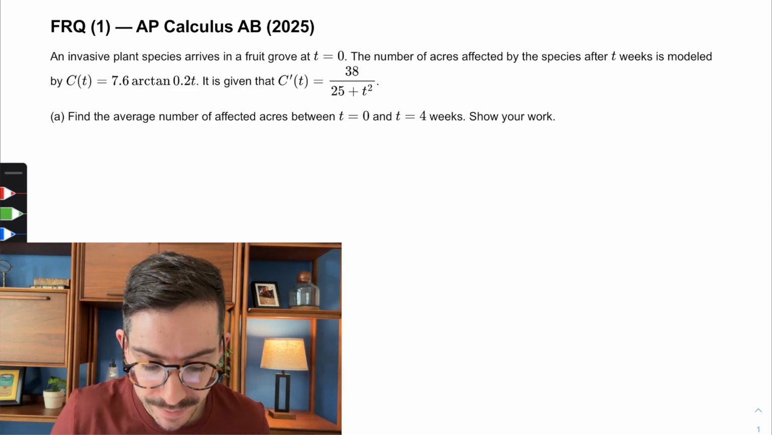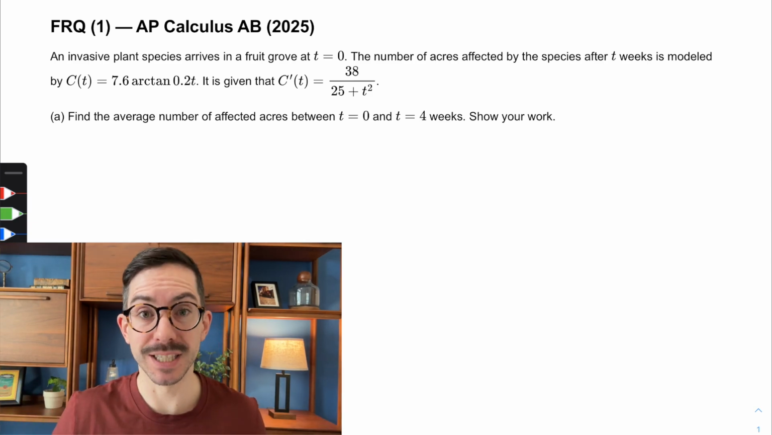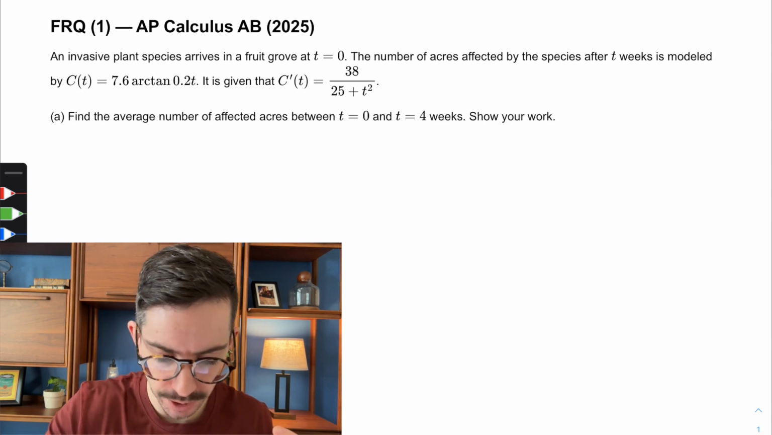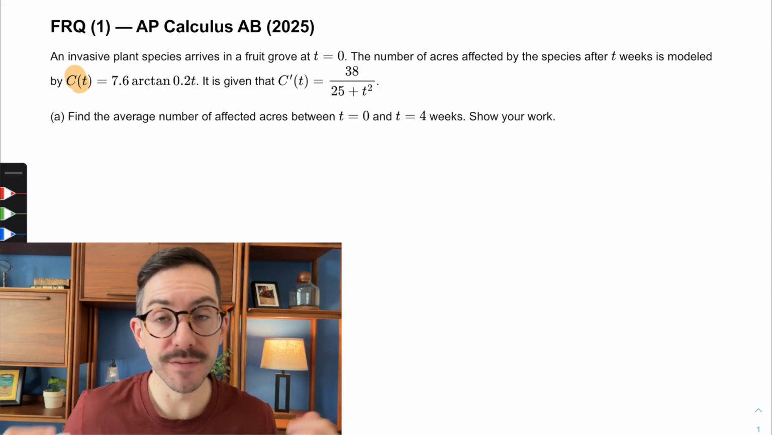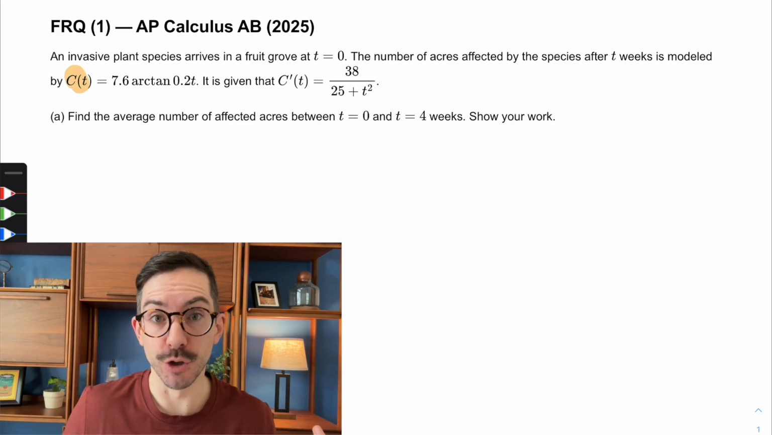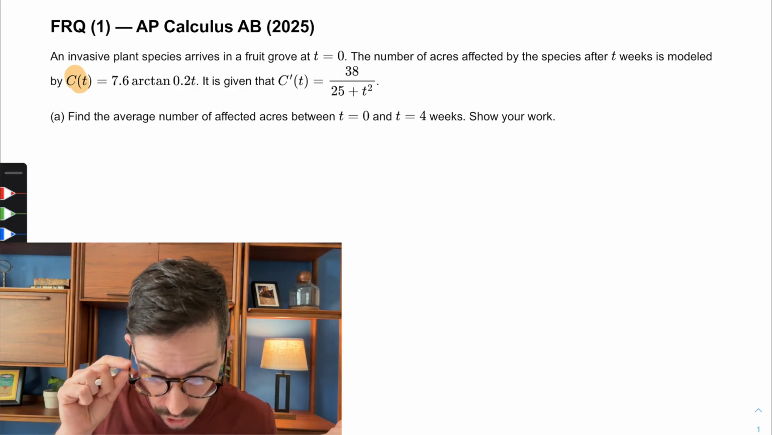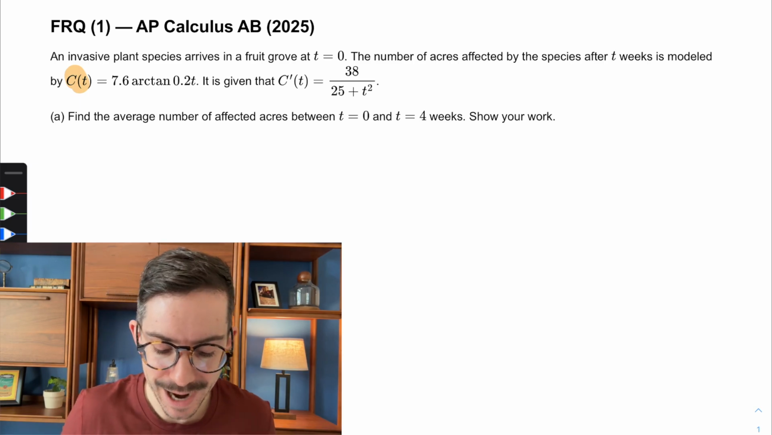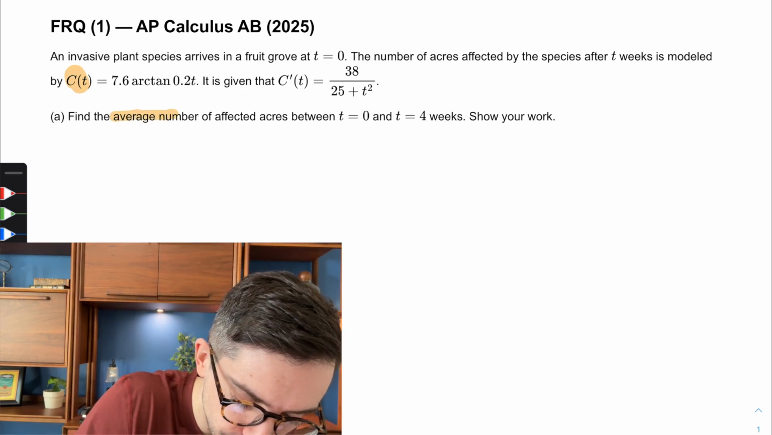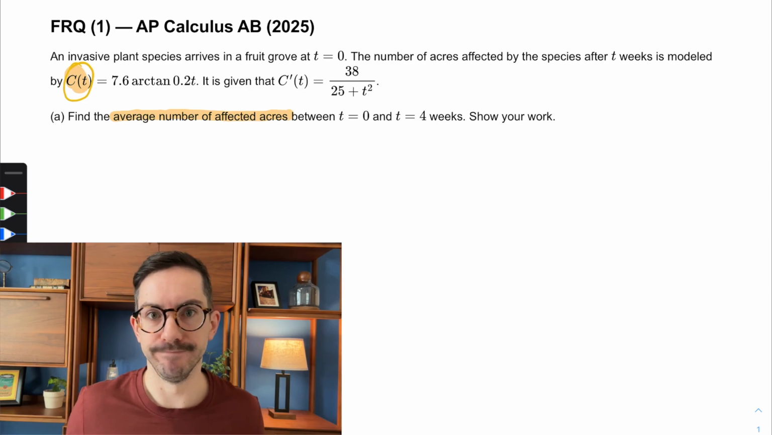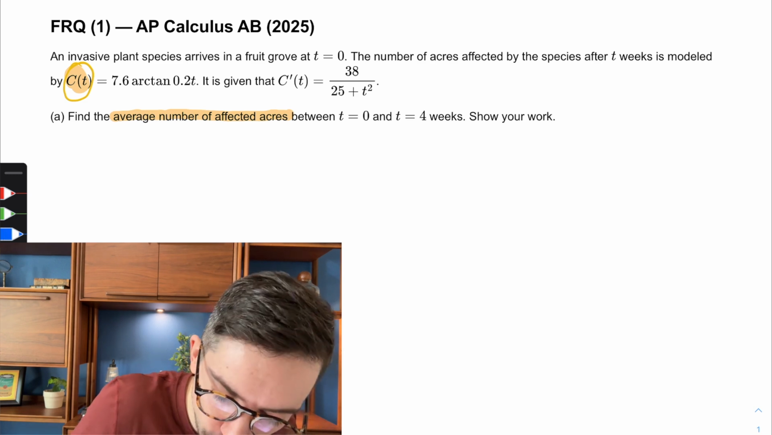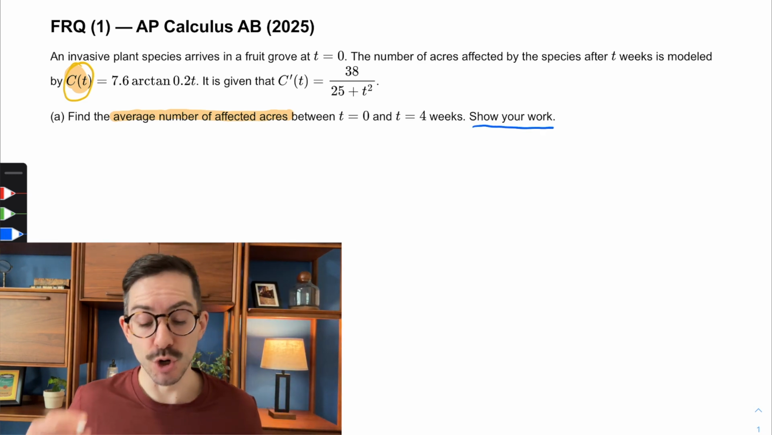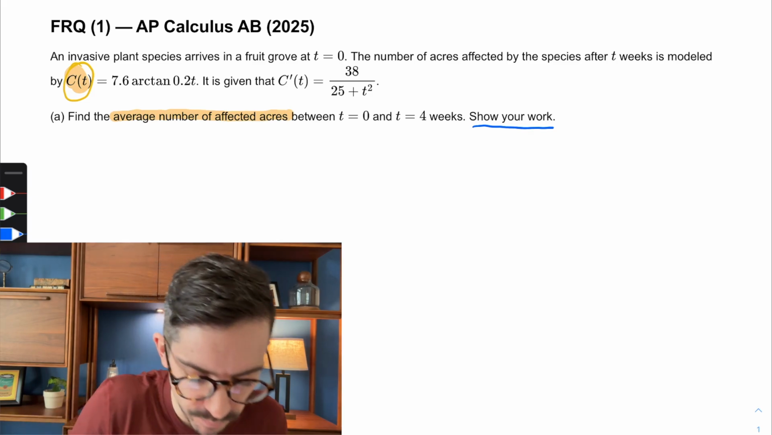So, we're given a model for the number of acres affected by this invasive species. We're calling that C of t, and it's this arctangent function. And we're also given for free, that's nice of them, an expression for the derivative c prime. And in this first question, they simply want us to know what is the average number of affected acres. So really, they're asking us here for the average value of a function. We know a formula for that. Let's pull it out. And it's important that we include that formula because we're asked to show our work. So in order to get credit, we need to include that formula.